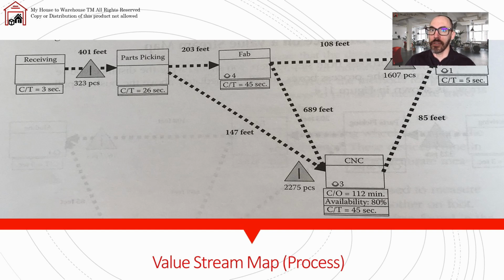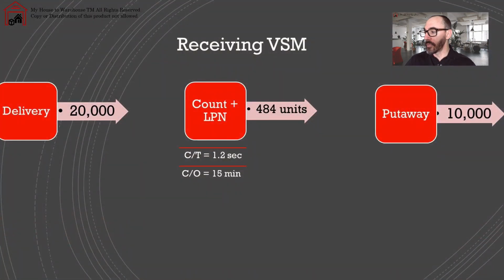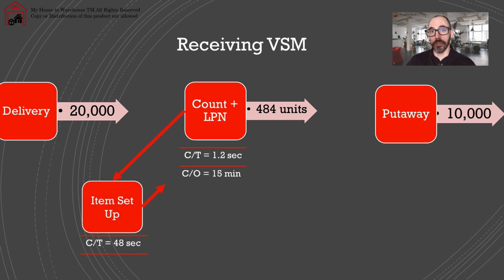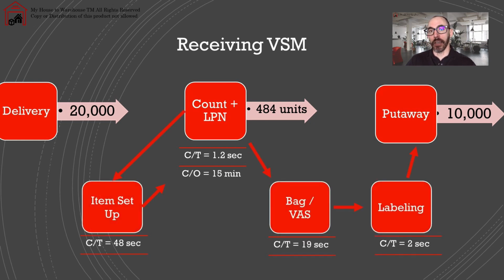Let's pay special attention to the cycle time and the number of units of inventory. We go ahead and emulate that in our example for receiving. We have a cycle time of 1.2 seconds for our receiving, counting, and assigning a license plate. There are some additional processes involved with receiving: the item setup, and the bagging and any value-added services like labeling.